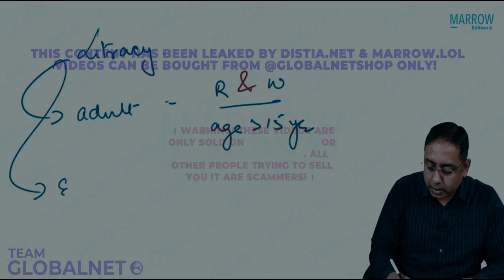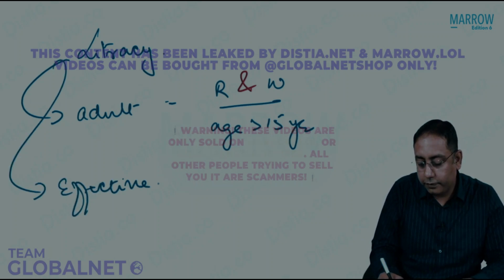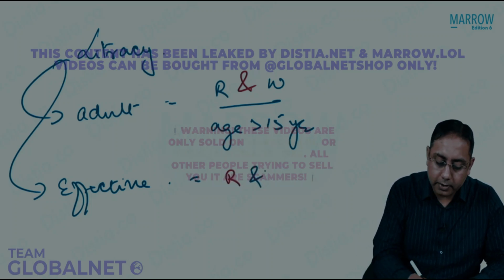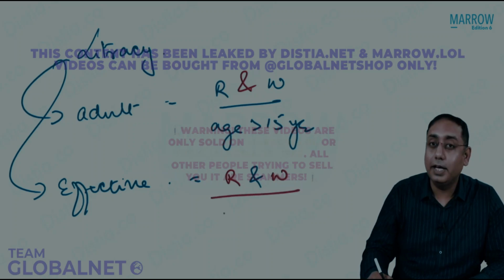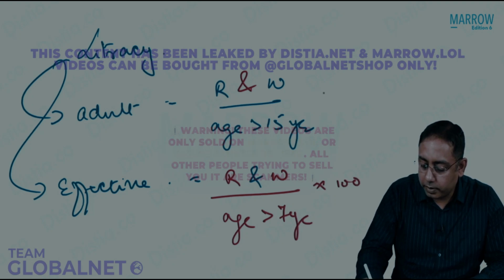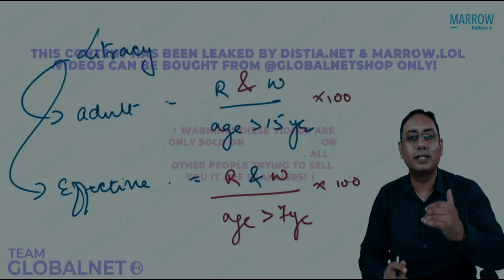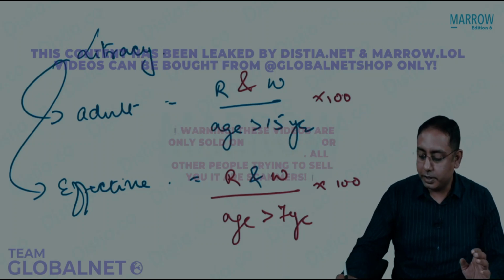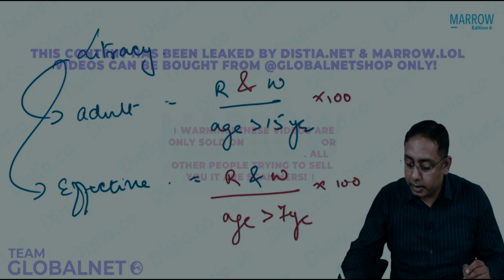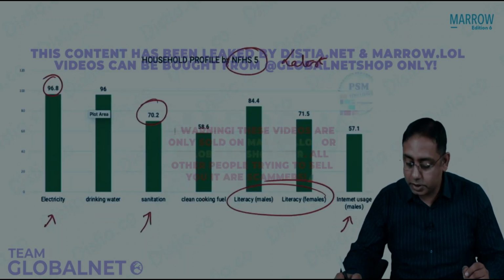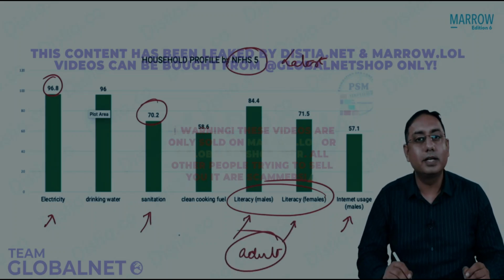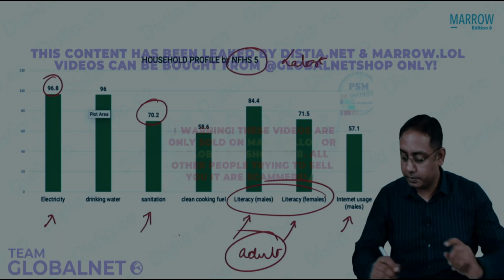And the effective literacy rate is the number of people who can read and write, divided by the population with age more than 7 years. Both are multiplied by 100. So that is the adult literacy rate or effective literacy rate. In the NFHS 5 data that I showed you just now, we are talking about the adult literacy rate, age more than 15 years.